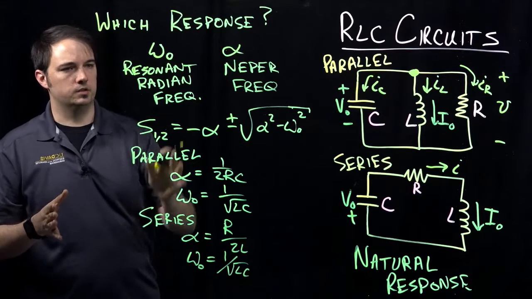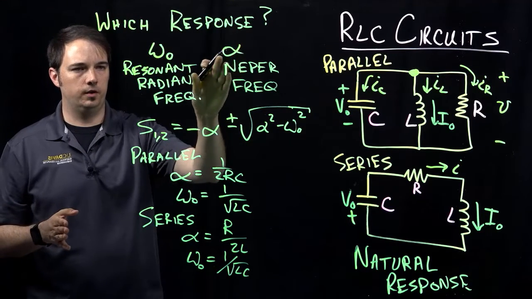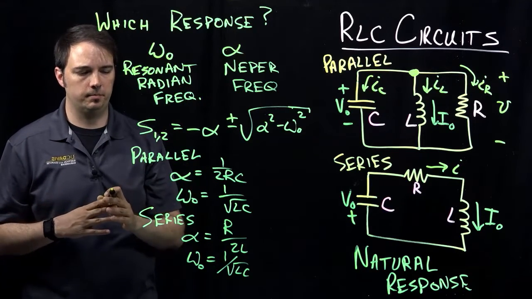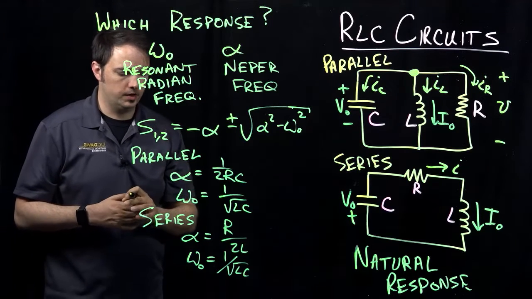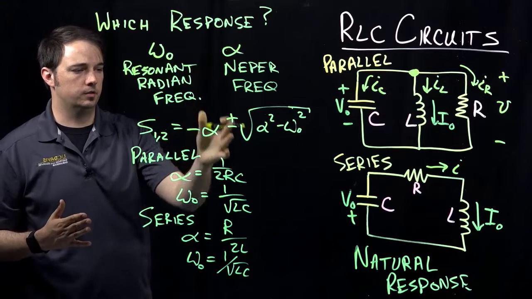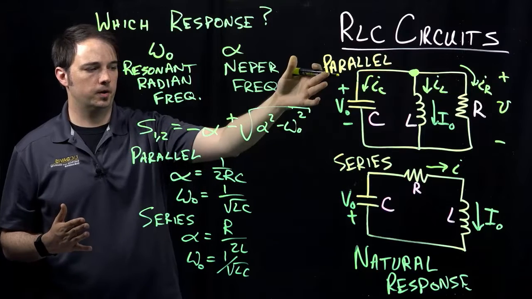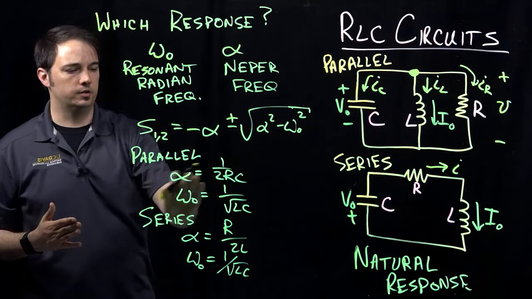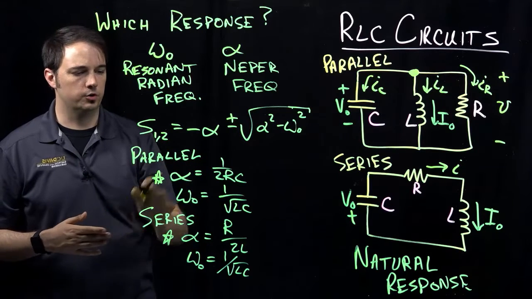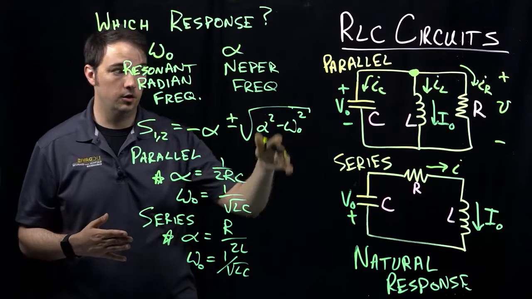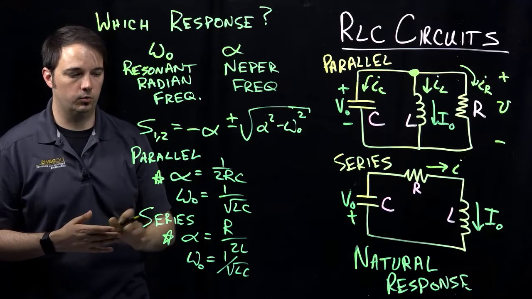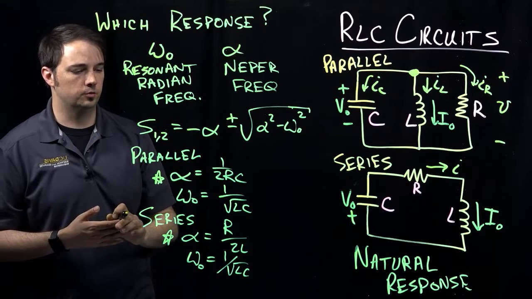What we'll see is that if we compare omega naught to alpha, whether one's bigger than the other or whether they're equal, that's going to tell us which of the three types of damping responses we will have, and then which form of the solution we can use. Again, there are still a lot of similarities between the parallel circuit case and the series circuit case. The only difference is in the two forms that alpha takes, so you have to draw your distinction as to whether you're looking at a series RLC circuit or a parallel RLC circuit, and then apply one of these two forms to come up with a value.